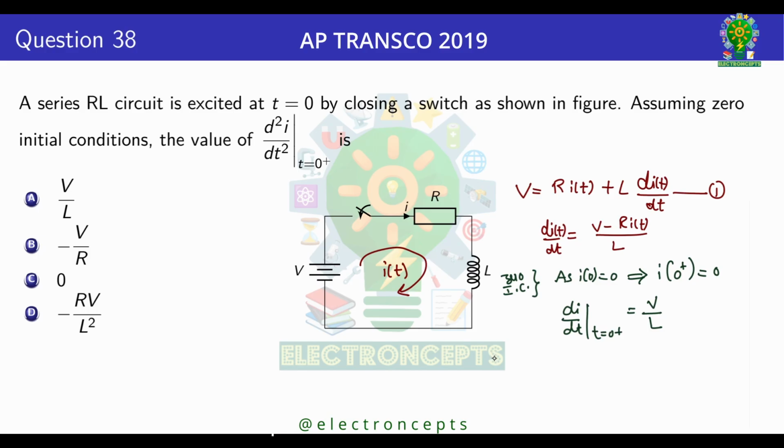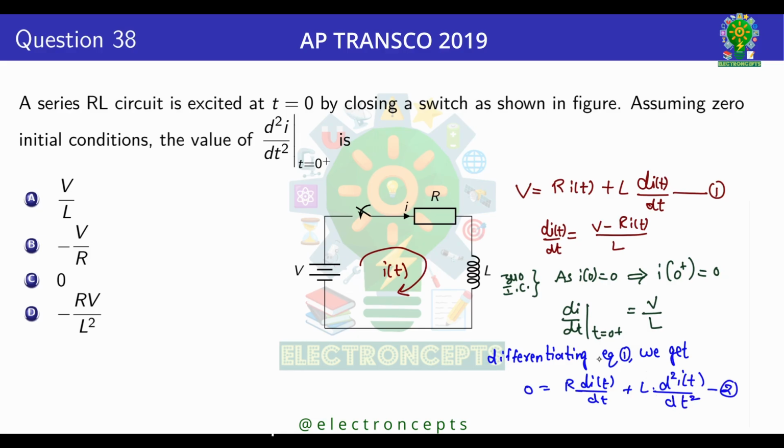Differentiating equation 1, we get 0 is equal to R into di of t by dt plus L into d square i of t by dt square. Now, from this equation, d square i of t by dt square can be written as minus R by L into di by dt, which is equal to minus R by L into, we already know that di by dt is equal to V by L. Substituting here, we get d square i by dt square is equal to minus RV by L square. Therefore, option D is correct.